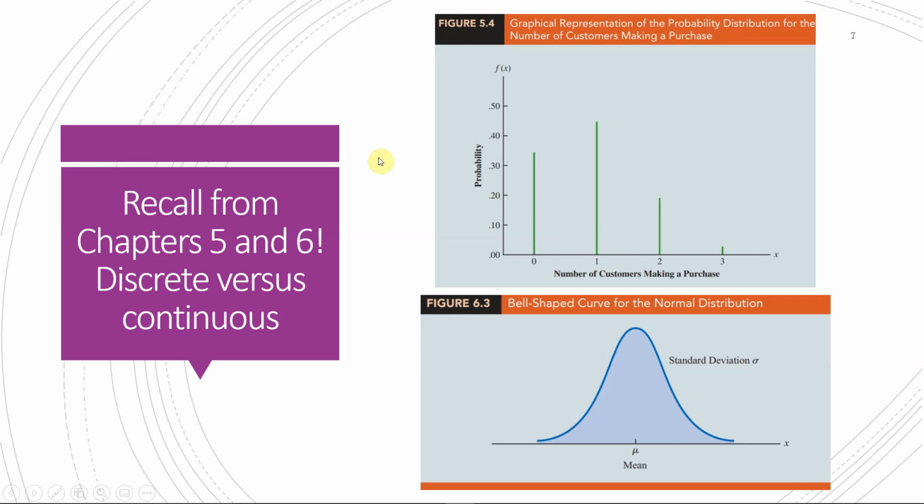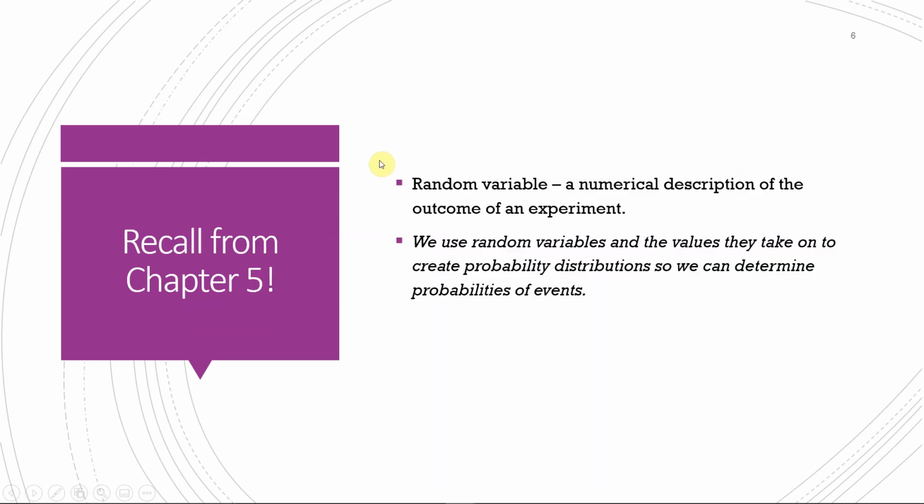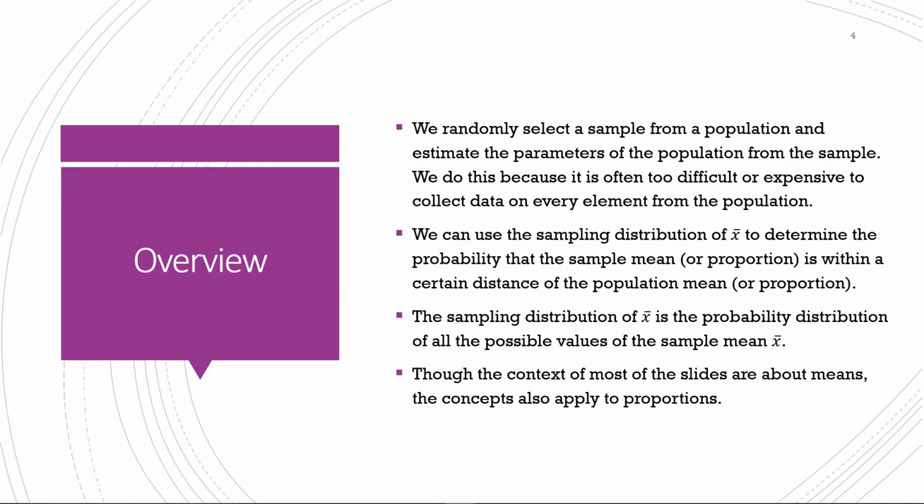So we're actually going to use these concepts to understand sampling distributions. The sampling distribution of x̄ is the probability distribution of all the possible values of the sample mean x̄. I know that's confusing, and I'm going to go through an example to show you what this means, but it's important to recognize that a sampling distribution is a probability distribution. It gives us the different outcomes and their respective probabilities, and that's important because it helps us calculate the probability of an event.